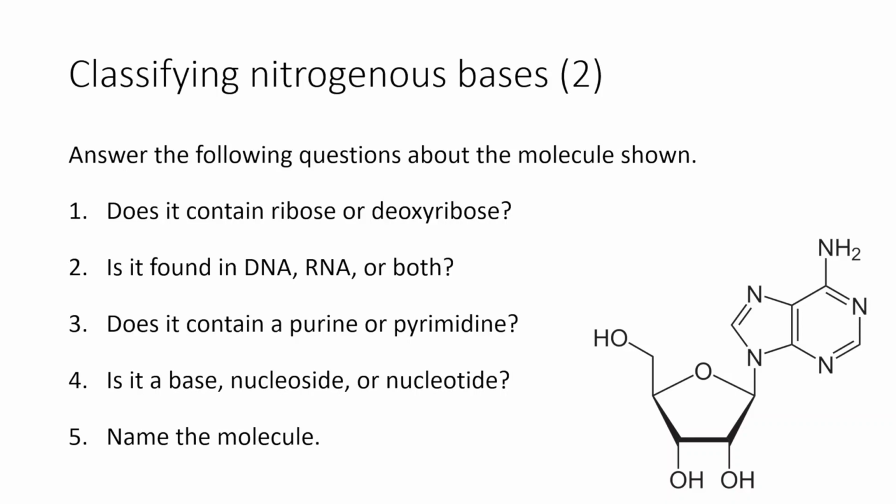So first, let's look at the sugar part of it. Does it have ribose or deoxyribose? Great. And how do you know that? Yes, this carbon has an OH. That's the 2' carbon. It has an OH, so it's ribose. Deoxyribose, as you know from the name, doesn't have an oxygen in that position. It would just have an H there.